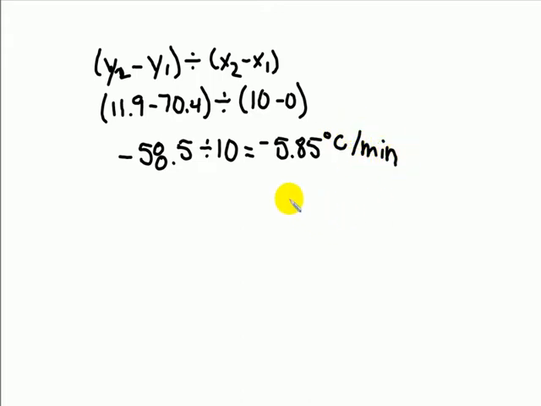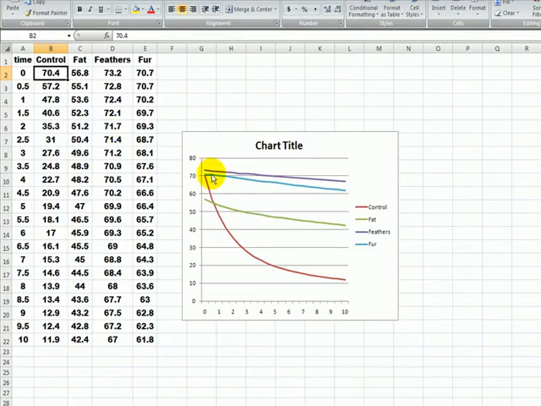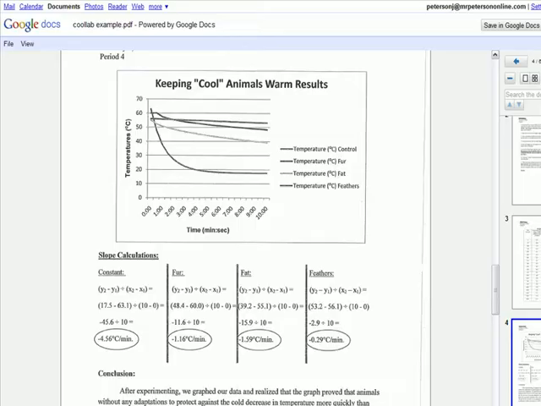So basically what that means is when I go back to my data, this line right here was cooling at about 6 degrees Celsius per minute. And I would do that with each of these other lines by using the beginning temperature minus the ending temperature in order to find out what exactly the slope is of those lines.